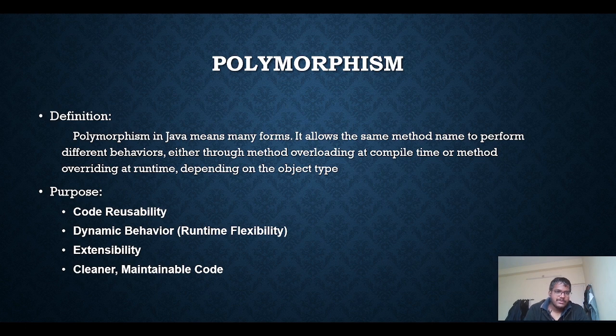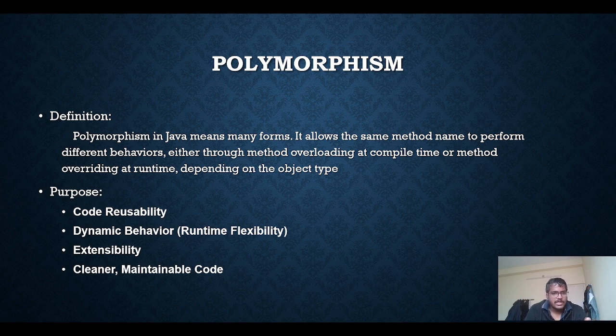Then why do we need polymorphism? The first point is code reusability. In polymorphism we use the extends keyword, due to which whatever property and behavior is there in the parent class will come to the child class also. So that is what code reusability.